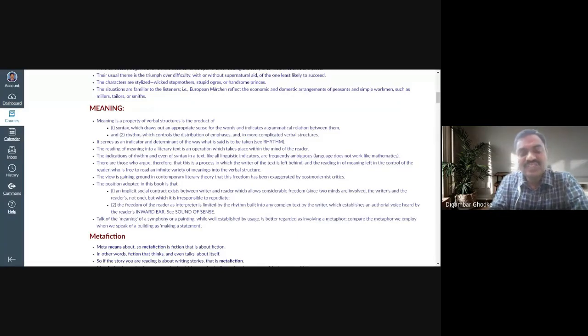You must have studied some semantics last year. Semantics is the study of meaning. Semantics is the branch of linguistics which studies meaning of the language, whereas pragmatics studies meaning of the language in the context, whereas semantics understands meaning with reference to the language itself. So meaning is a property of any verbal structures. Verbal means language, you can say.